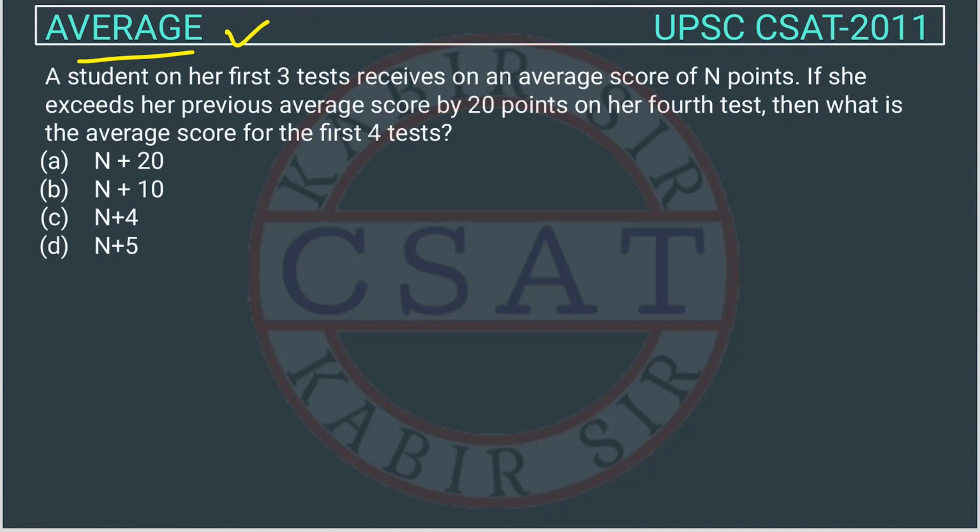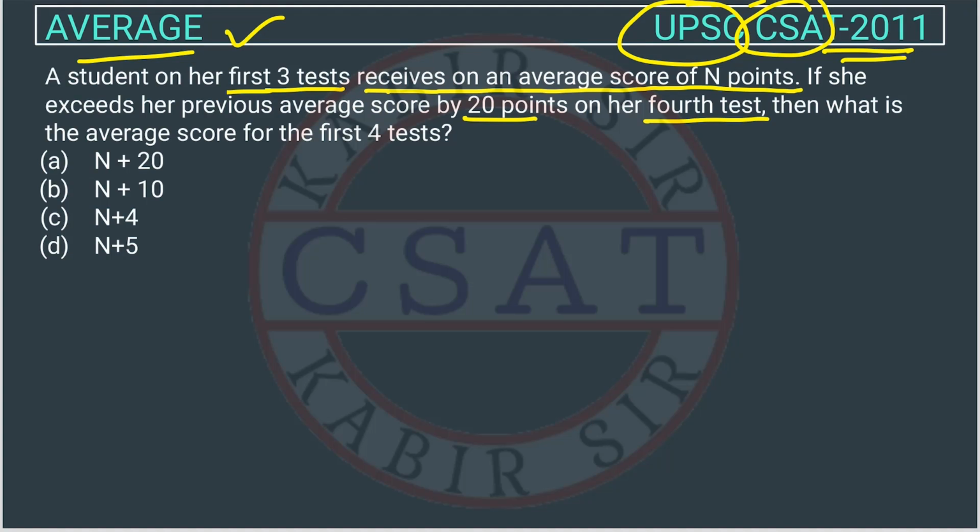This is a question of average asked by UPSC CSAT exam in 2011. A student on her first 3 tests received an average score of n points. If she exceeds her previous average score by 20 points on her 4th test, then what is the average score for the first 4 tests?